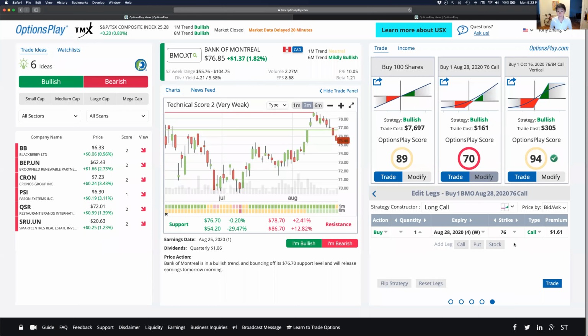Yes, you can win 9 out of 10 times, but that 10th time you lose, you're going to lose big and it's going to hurt a lot. So be very careful when you're trading these really short dated options. There's a reason that professionals never touch them.